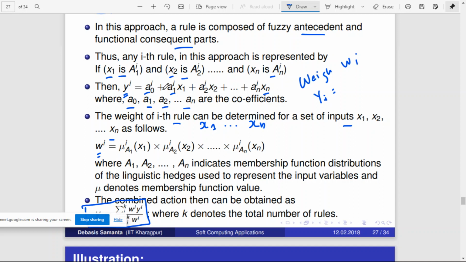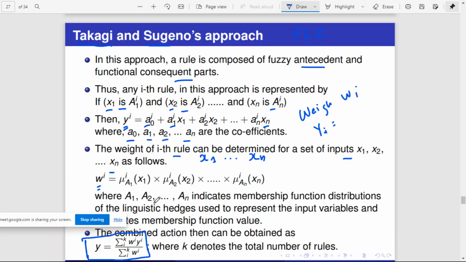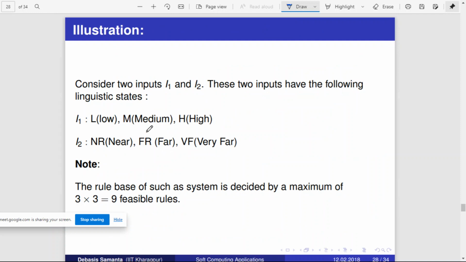Okay. So the Mamdani approach uses what are called linguistic variables to define possible values, right? But Takagi and Sugeno's approach does not use linguistic variables. It uses mathematical equations. Okay, this yi, all these are mathematical equations. So rather than linguistic elements, it uses mathematical equations. Okay, fine. So let us discuss with an example.